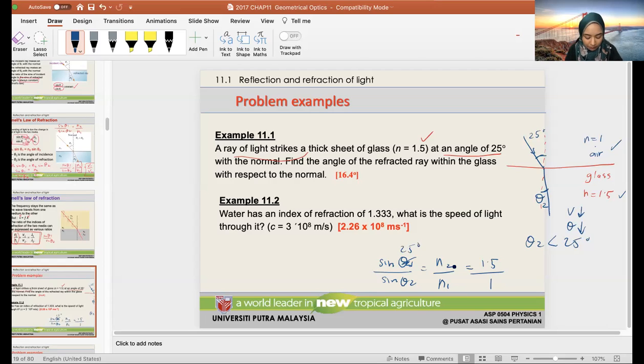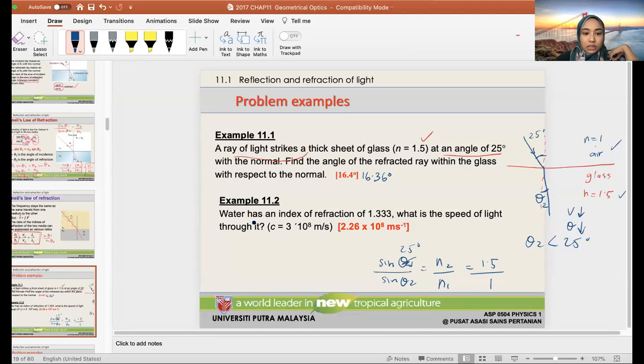Okay, so let's do that math. So sine 25 divided by 1.5. Inverse sine of that gives me 16.36. So this is 16.36 degrees, 2 decimal places. What should I say here? What should I emphasize here? I forgot. N1 over N2. Okay, N is a unitless quantity. Did I miss anything here? Okay, good. All right, so let's move on.